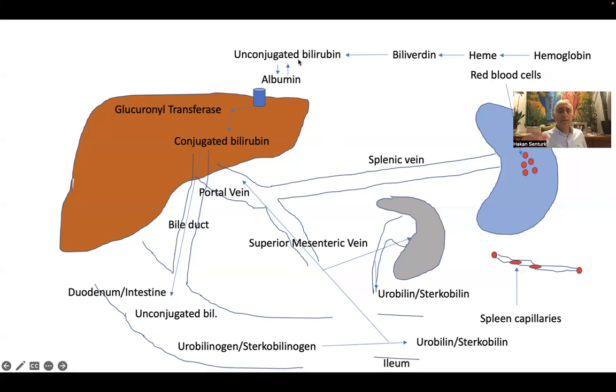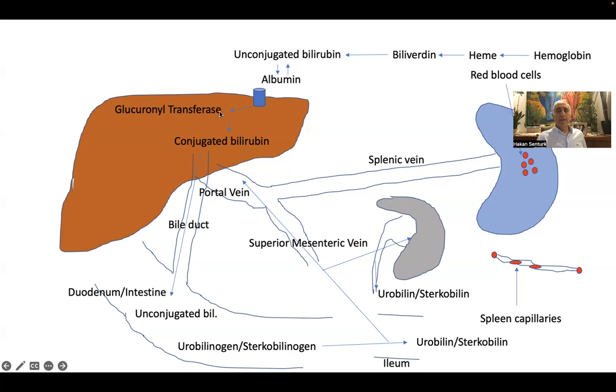So the differential diagnosis of pure unconjugated hyperbilirubinemia and the other types, mixed or conjugated bilirubinemia, can be made with the visual examination of the urine. If the urine color changes to brown, it means that there is conjugated bilirubinemia. But if the urine color is completely normal, in the face of skin color change, it means that the cause is unconjugated bilirubin.